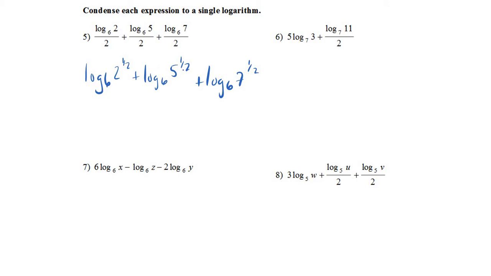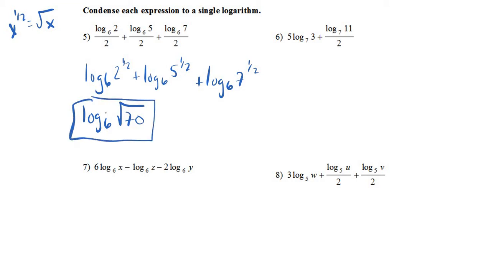Well, these all have the exact same power. And what's the 1/2 power? So if I did x to the 1/2, well, that's the same as the square root of x. Okay, so I could put all these under a radical. So this could be log base 6 of, now these are plus plus, so 2 times 5, that's 10, times 7, that's 70. So square root of 70. And that would be my answer there. So notice we took that and combined it down to a much simpler expression.